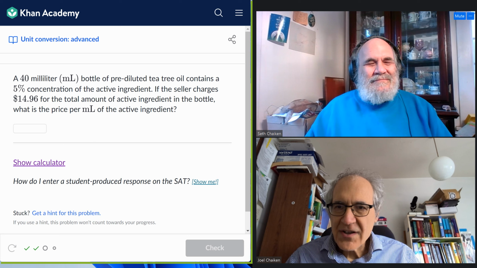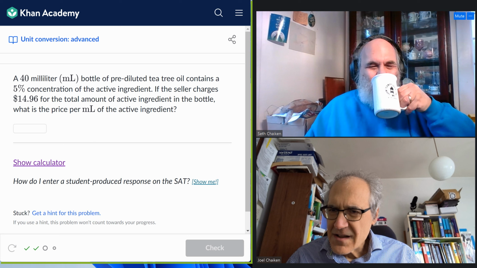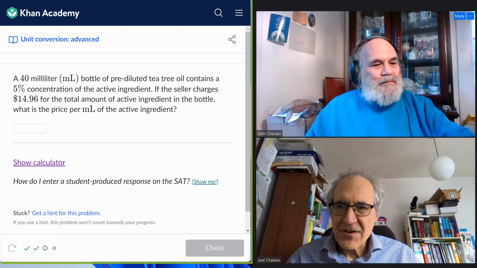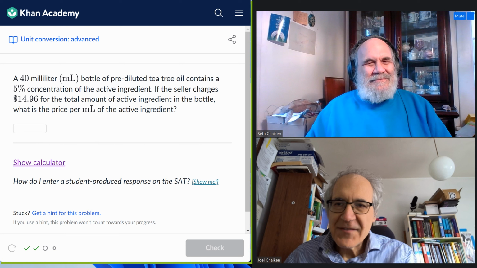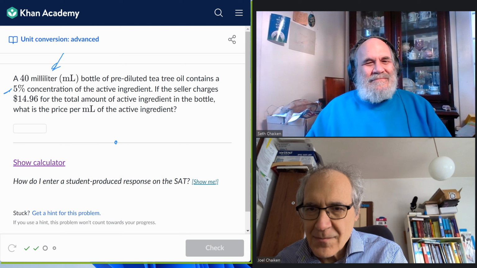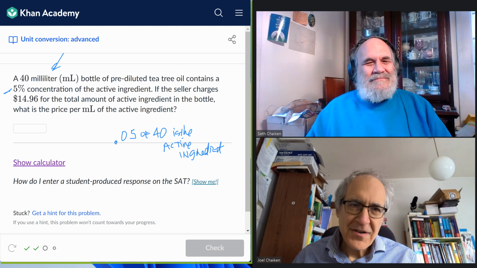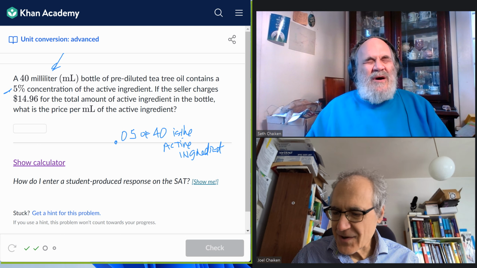So it looks pretty straightforward. The price per milliliter. Well, if it's 40 milliliters and it's 5%, that means that 0.05 of 40 is the active ingredient. So that's pretty clear. We could do that with a calculator. I know we're not supposed to use a calculator, but it's like 8 something. So how much of an active ingredient? Let's just get that.